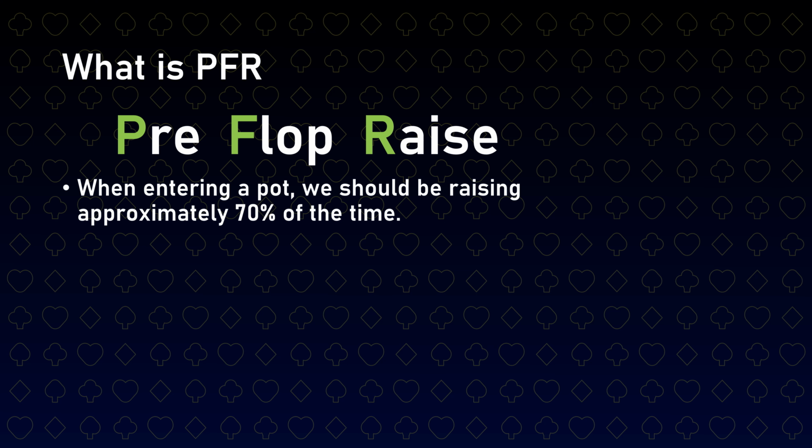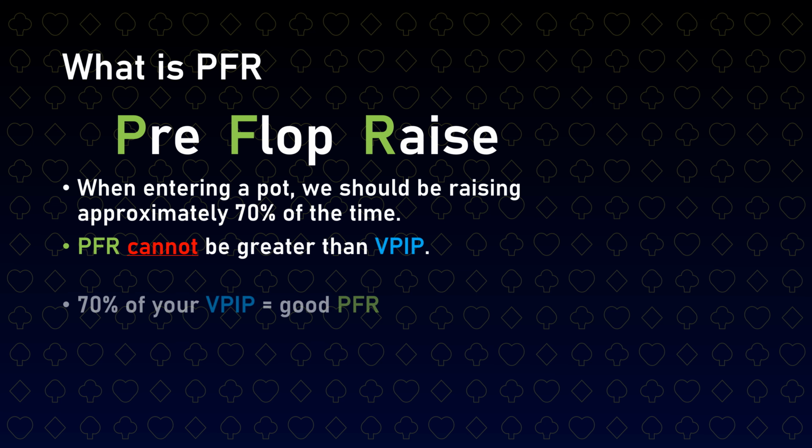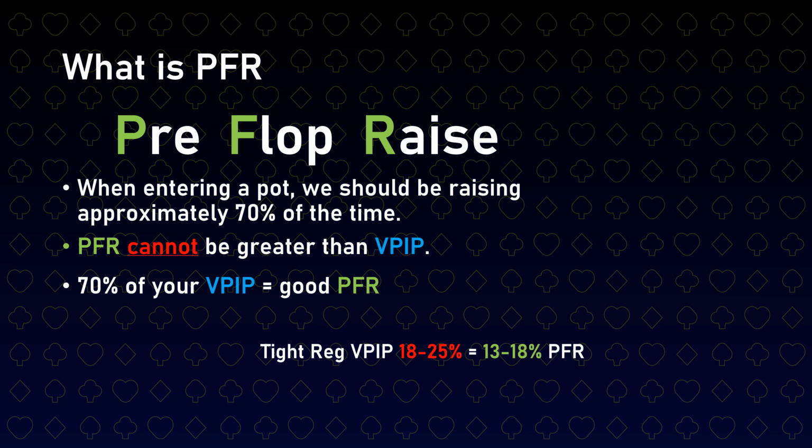And, as we know, VPIP shows how often we are playing a hand, therefore a good PFR is 70% of our VPIP. It should be noted that the PFR percentage cannot be greater than the VPIP percentage, as this would mean a player is raising more hands than they are playing, which is nonsensical. So, if we look at our tight reg VPIP from earlier, a good VPIP would be in the range of 18 to 25%, this means our PFR should be in the range of 13 to 18%.